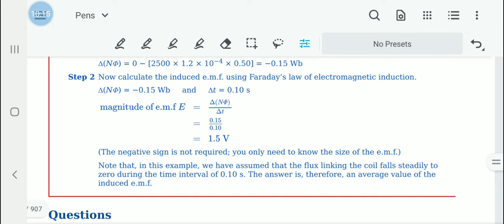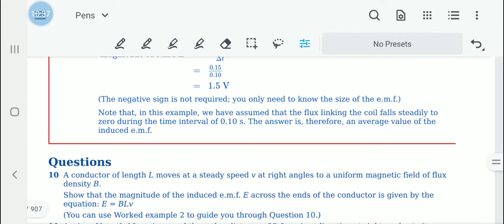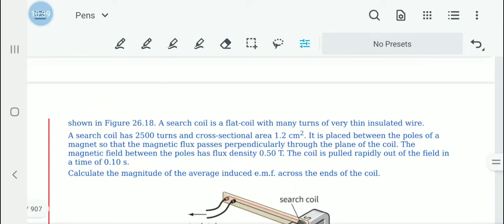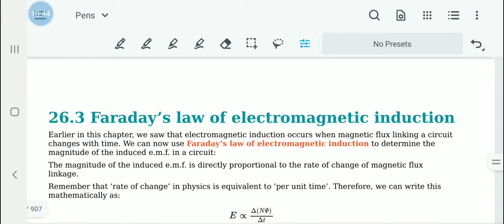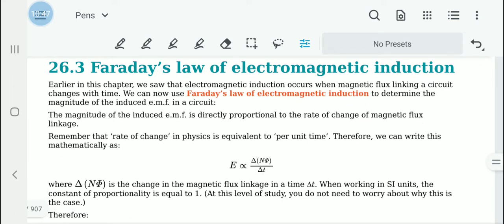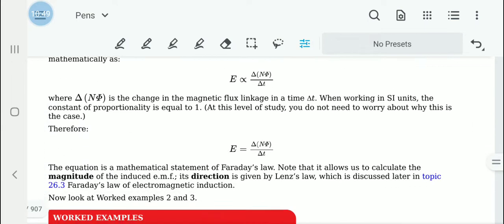What we need to understand is, we assume that the flux linking the coil will fall steadily to 0 during the time interval 0.10. It might not be that. So what we get is actually the average, right? Average of how it falls. I hope this makes sense. If you don't understand, please let me know, then I will give you more notes and explanation. But for now, if you have understood, go to the question.